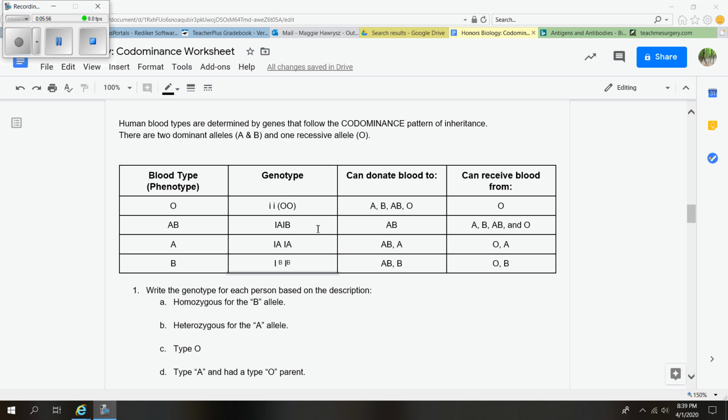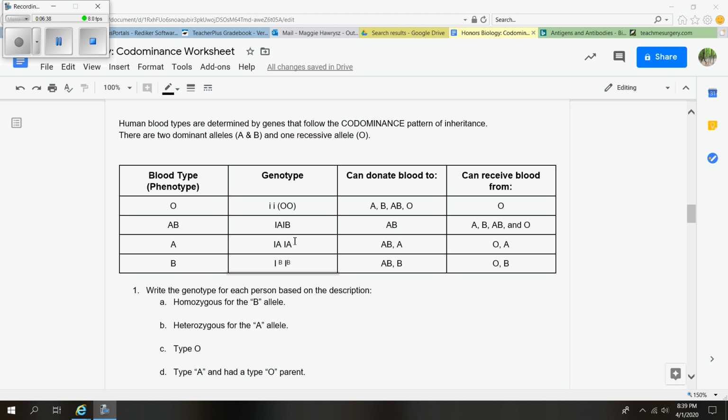So the genotypes here, what I'm showing you is that you have the recessive genotype being lowercase i, and one of the dominant genotypes being IA IB for blood type AB. In this case, I've only given you the homozygous dominant genotypes for blood type A and blood type B. You can have a heterozygous genotype for blood type A and a heterozygous genotype for blood type B also.